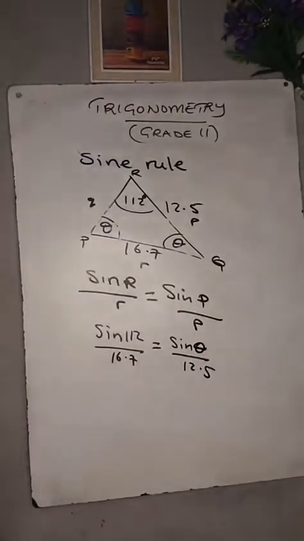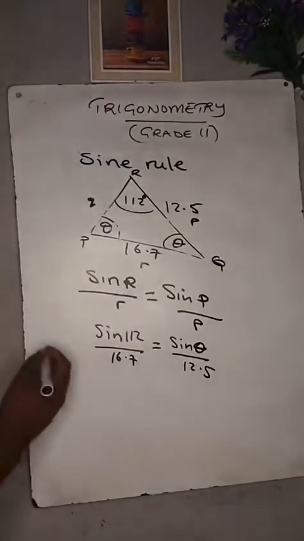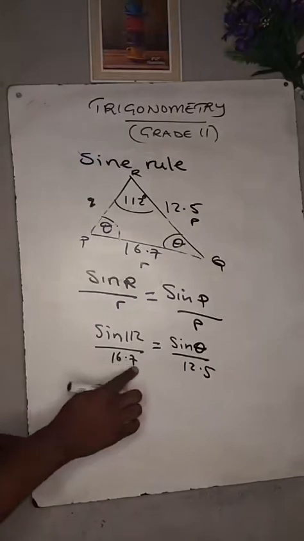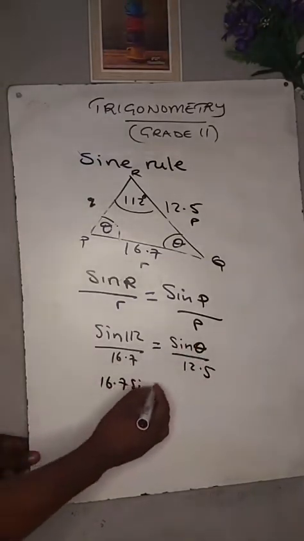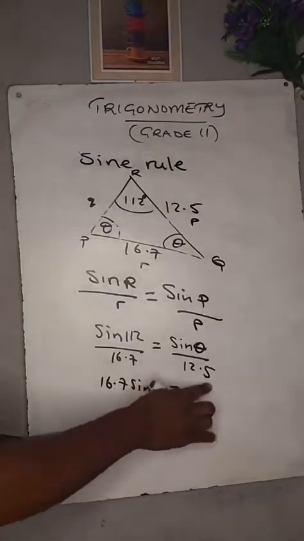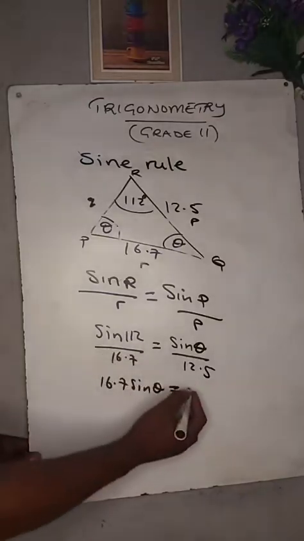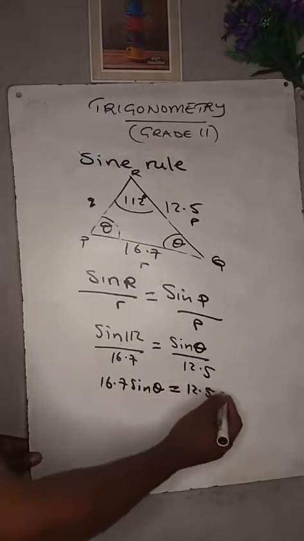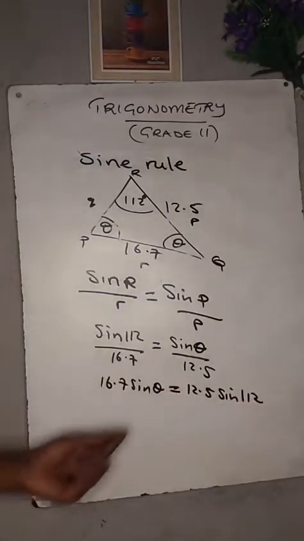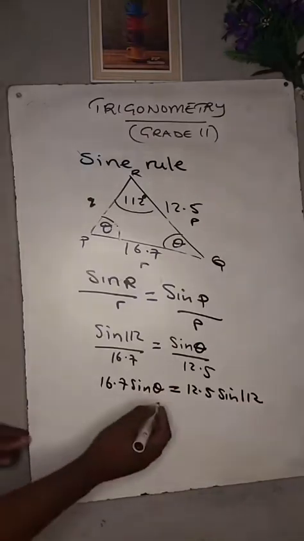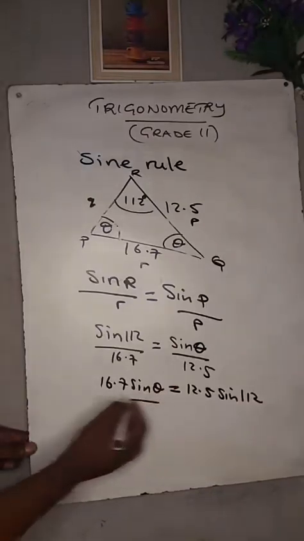So now look at this. We are going to cross multiply. So it will be 16.7 times sine theta. It will be 16.7 sine theta is equal to 12.5 times sine 112. So it will be 12.5 sine 112. Then what we are looking for is theta, so we divide both sides by 16.7.